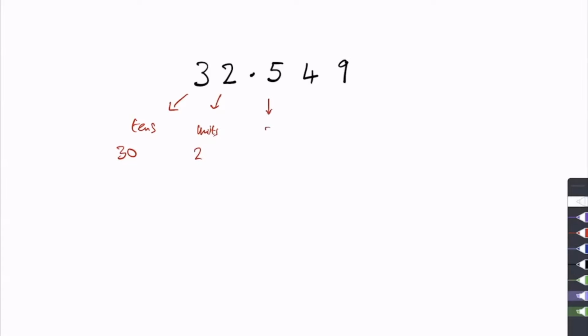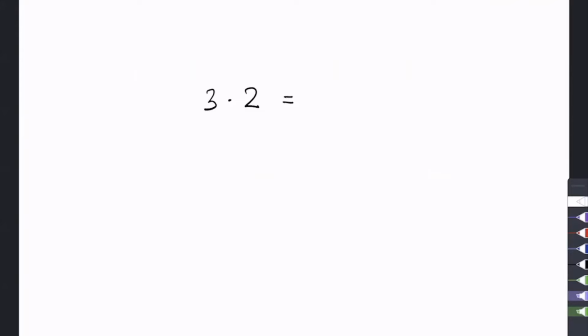The 5 we can see is in the tenths column, so that can be written as 5/10. The 4 is in the hundredths, and that can be written as 4/100. And the 9 is in the thousandths column, and that can be written as 9/1000.